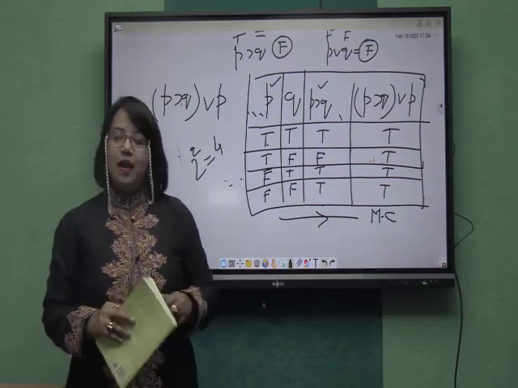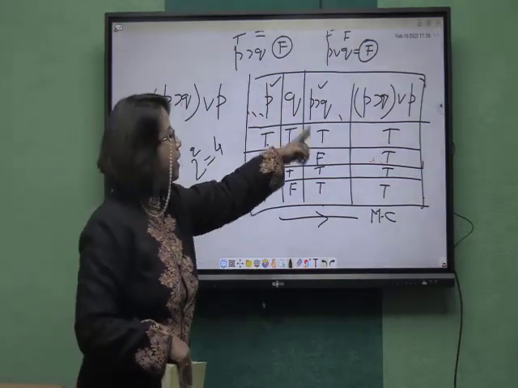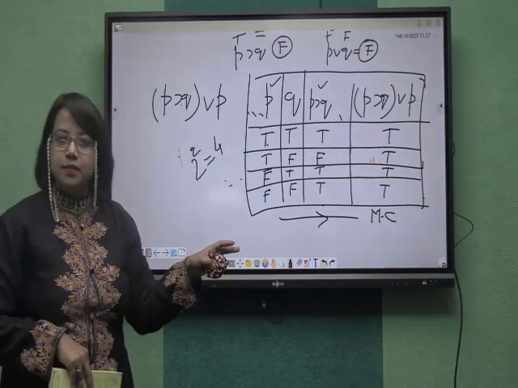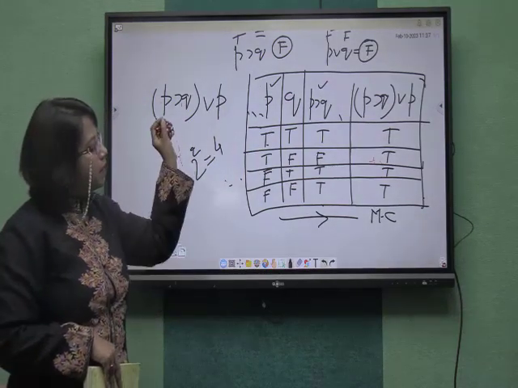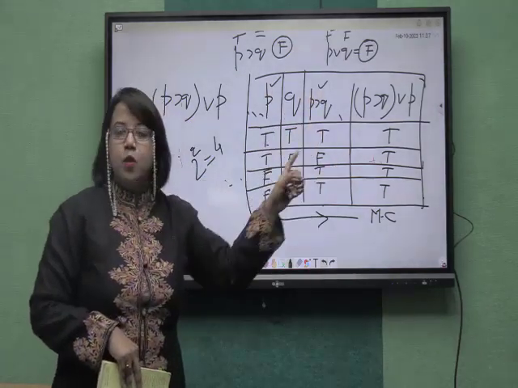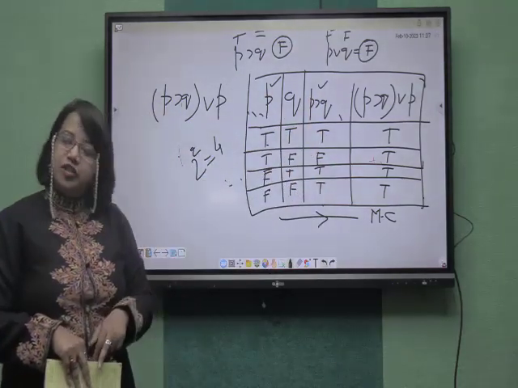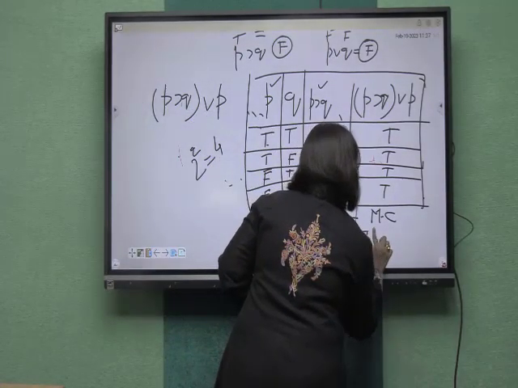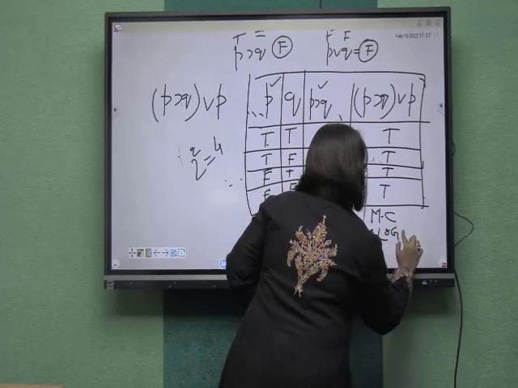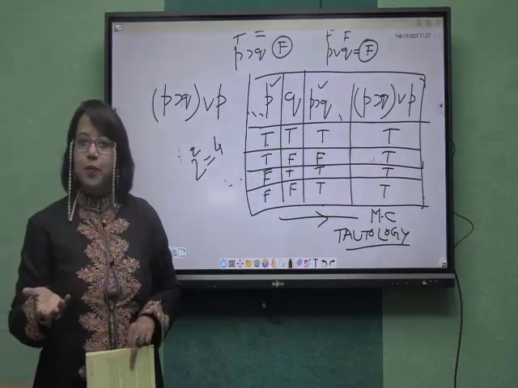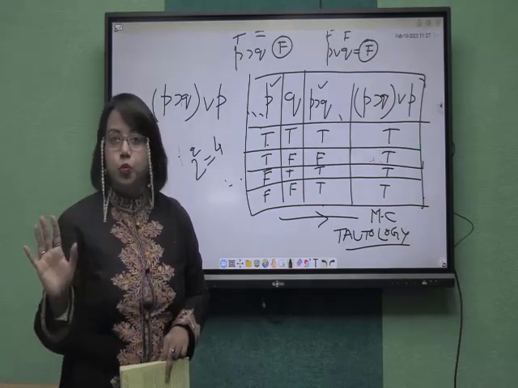Okay. So what happens then? This entire main column is filled up with true substitution instances. Therefore, the given statement form, P implies Q wedge P, what is the nature? The nature is, it's a tautology. Tautology, in English, literally means all true. Okay?